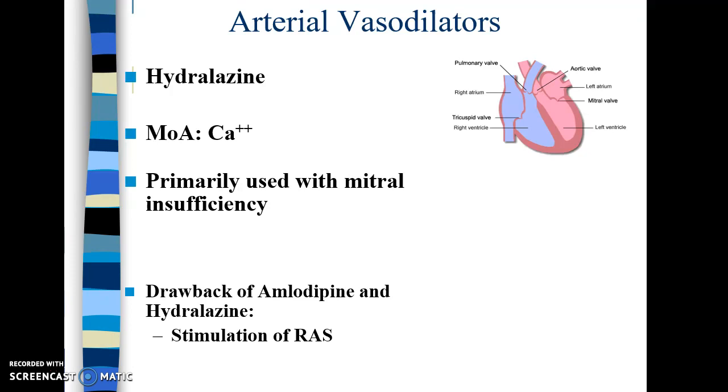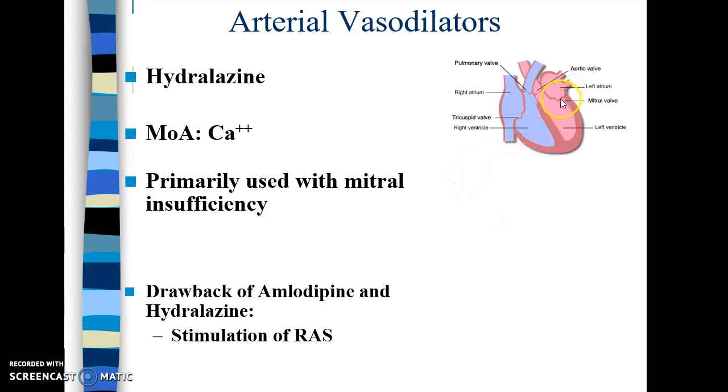And also, we talked about treating mitral valve insufficiency when we talked about pimobendan. So pimobendan, if you remember, was in the positive inotrope section. So it actually does two different things. It's actually called an inodilator, pimobendan is, and it dilates blood vessels, and it also increases the contraction of the heart. So the way that hydralazine works is very similar to pimobendan in the case of mitral valve insufficiency.